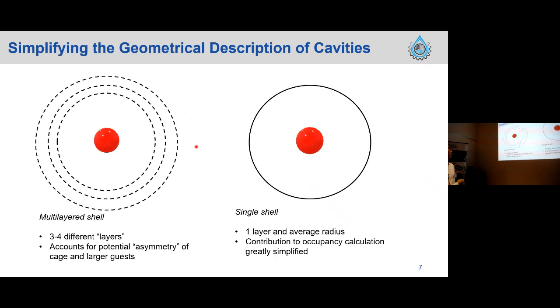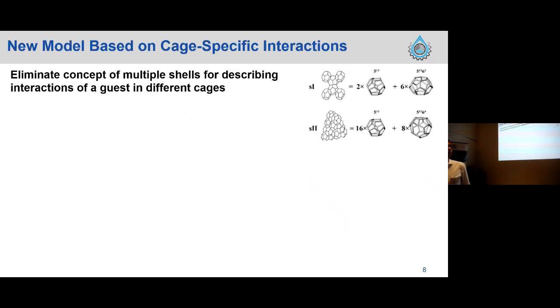Because this development of a multi-layered shell was meant to try and capture that. So each cavity type would have a different discretization of the multi-layered shell. But if we're reducing it back to a single shell, how do we now account for this? And this comes back to the fundamentals. So we're looking at Kihara potential parameters themselves.